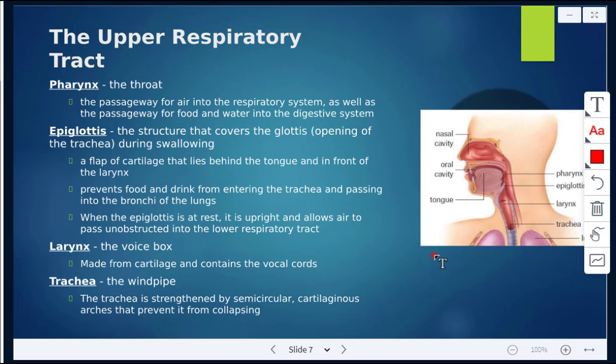When the epiglottis is at rest, it is upright and it'll allow air to pass unobstructed into the lower respiratory tract. The larynx is here. That is the voice box. It's made from cartilage. It contains the vocal cords. And the trachea is also called the windpipe. It is strengthened by these semicircular cartilage arches that prevent it from collapsing. All right, we need this nice and open so that we can breathe.